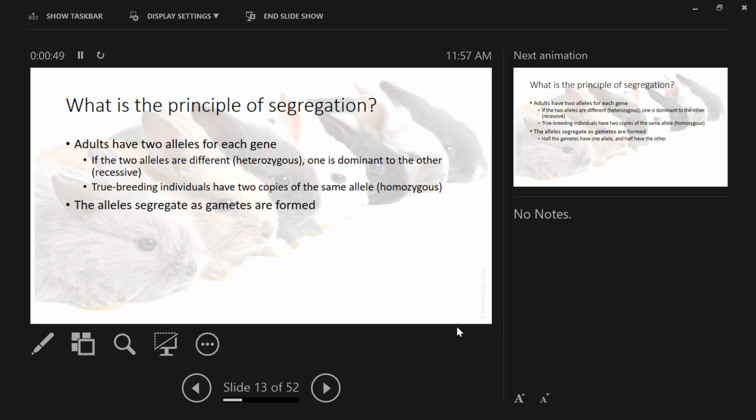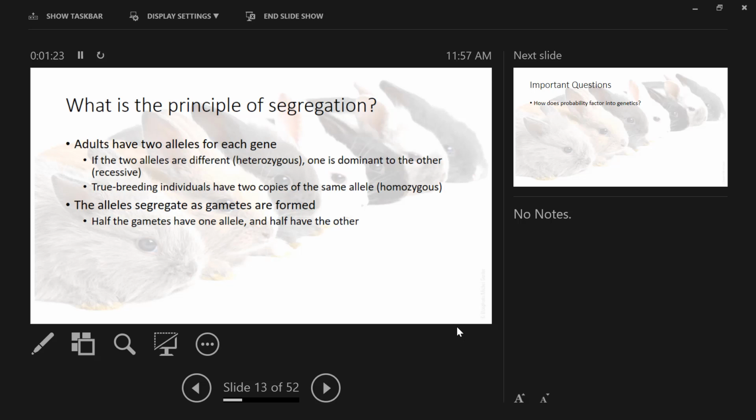And then the alleles segregate as gametes are formed. So just because an individual has the dominant phenotype does not mean that they can't make gametes that bear the recessive allele, because, again, these segregate from each other. This was the dominant explanation against blending inheritance being a possibility. You're not just blending characteristics; you have two discrete factors that separate. Half of the gametes will have one allele and half will have the other, and that's the principle of segregation.